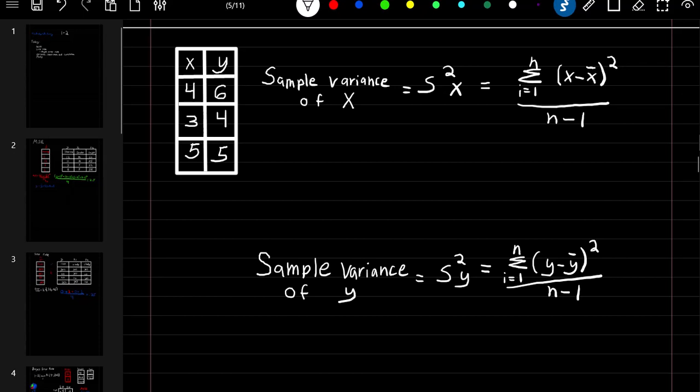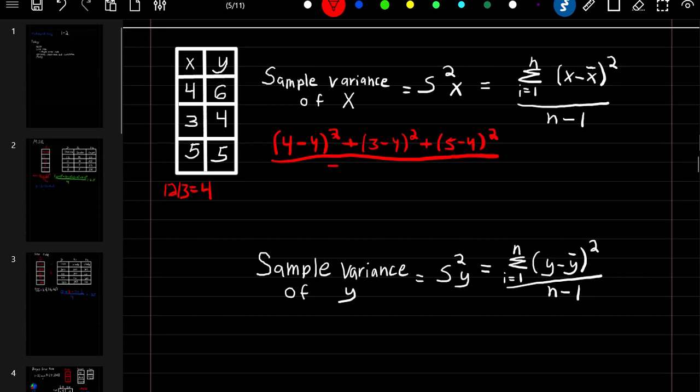So the first step will be to solve for the mean of x, which is x bar, which is going to be equal to 12 over 3, which is equal to 4. So now plug it in, x minus x bar, so (4 minus 4) squared plus (3 minus 4) squared plus (5 minus 4) squared divided by n minus 1, and n is just the number of observations, so 3 minus 1, and we get a value of 1.